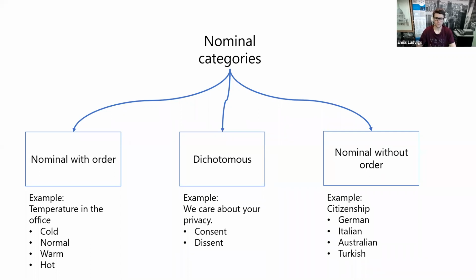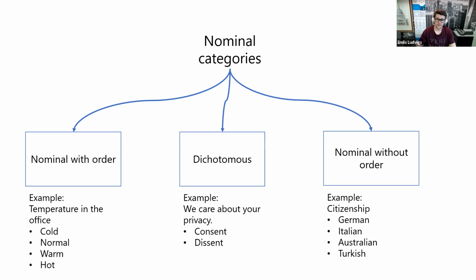The second is dichotomous data, a really tough word to pronounce. Sorry if I didn't say it correctly. This is data where I only have two options. Usually when we go on the internet to some web pages, they ask, "Hey, we care about your privacy. Do you want to allow us to use cookies or not?" And they provide two options: consent or dissent. I agree or disagree. It's like yes, no, black, white. Only two options we can use.